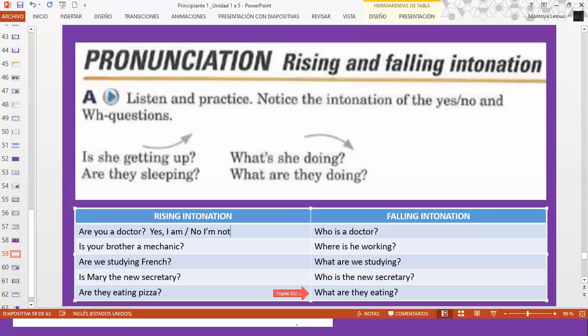Okay, remember, ¿se acuerdan? Estas son yes, no questions. Estas son las que se conocen como WH word questions, o también como information questions, porque no las podemos responder con yes or no, sino que nos están pidiendo información. Who is a doctor? I am a doctor. Entonces, the yes, no questions have rising intonation and the information questions have falling intonation. Okay?